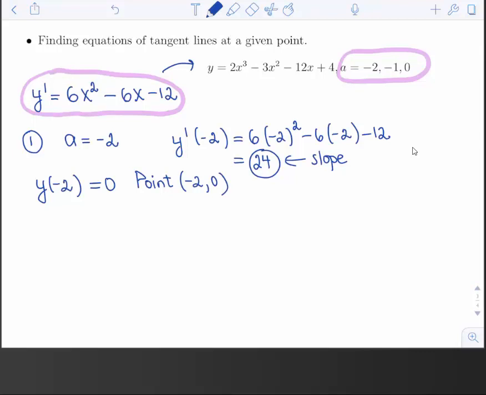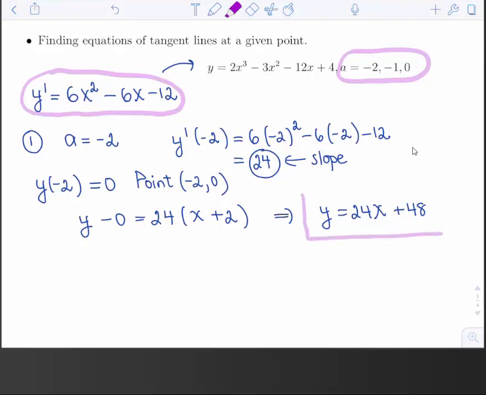Okay, so now I need to put it all together. Let's see, what are we doing here? So this is y minus 0 is equal to 24 times x minus -2. That gives us a plus. So your equation of the line is y is equal to 24x, and once I simplify it, I'm going to get plus 48. That is my equation.